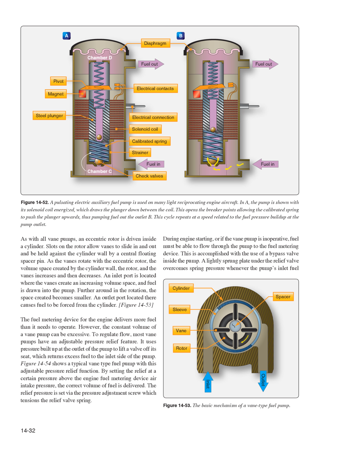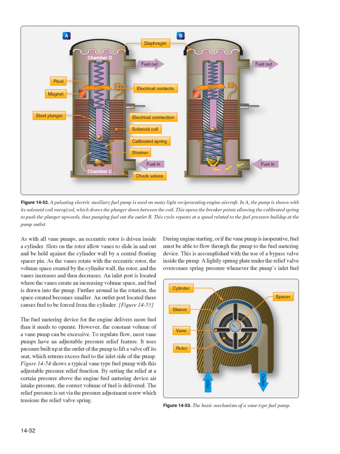An inlet port is located where the vanes create an increasing volume space, and fuel is drawn into the pump. Further around in the rotation, the space created becomes smaller. An outlet port located there causes fuel to be forced from the cylinder.